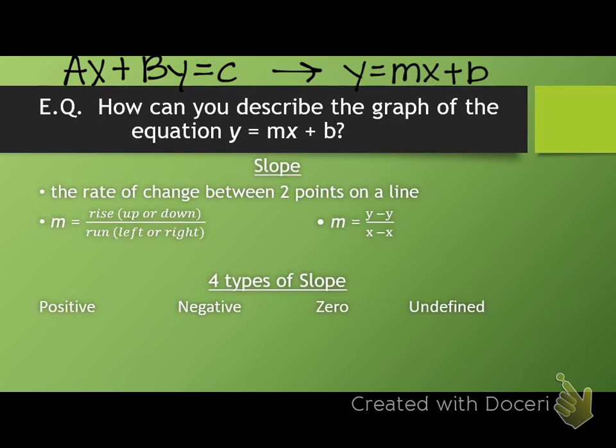Now, here's why I want you to see the difference. In standard form, the x and the y terms are on the same side of the equal sign. All right? In the slope-intercept form, what variable is by itself? Y.